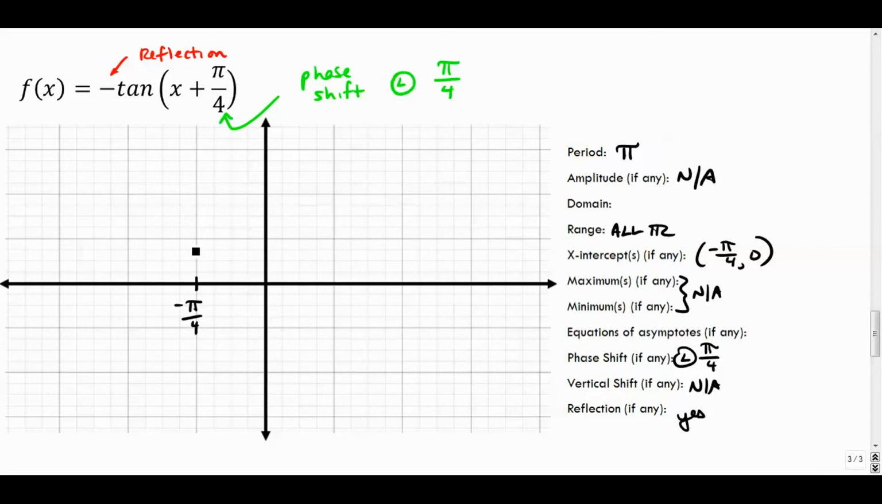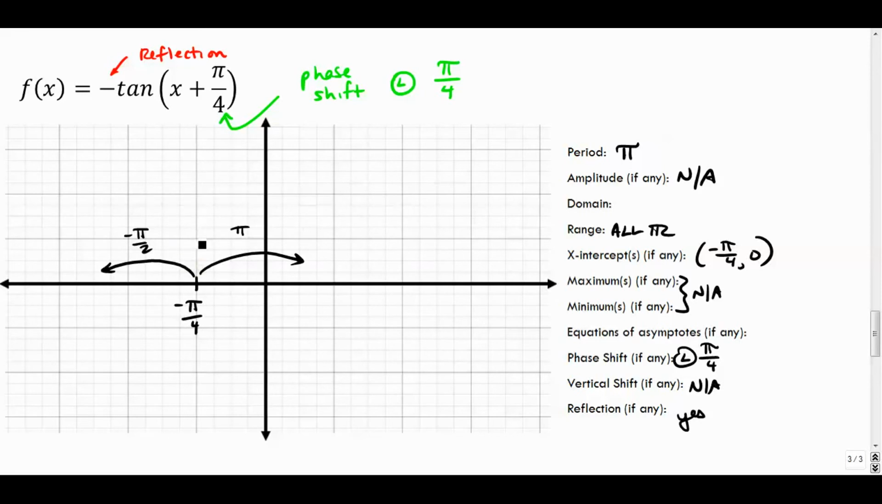vertical axis of symmetry, if you will. We've shifted left pi over 4. So we need to figure out pi units from sort of the left to the right of our graph. In other words, our graph needs to encompass pi units in the x direction. So that means from here we're going to have to go left and right pi over 2, because pi over 2 left and pi over 2 right, all together that would be a period of pi.